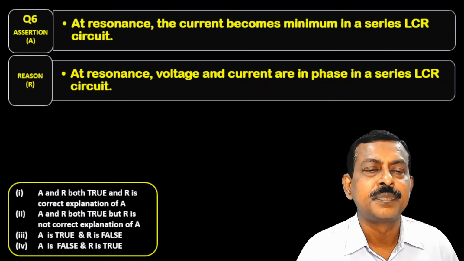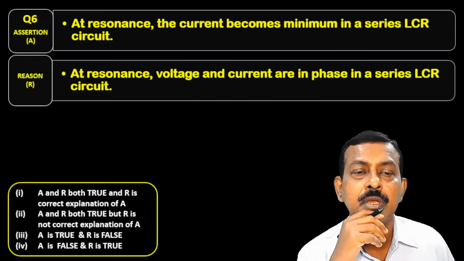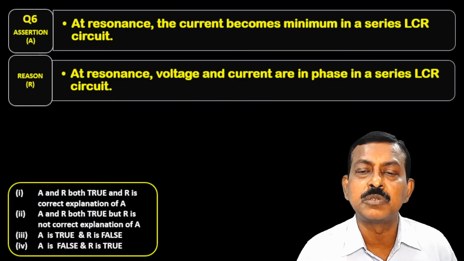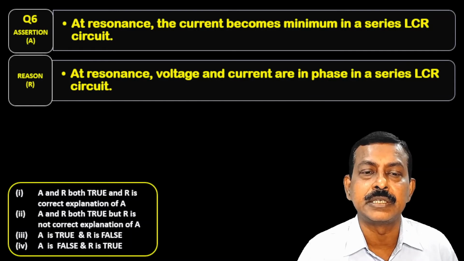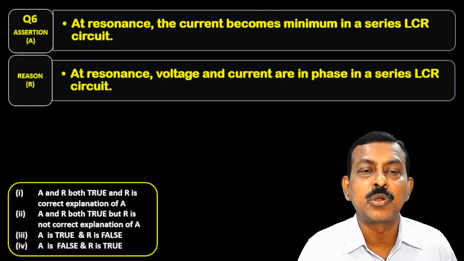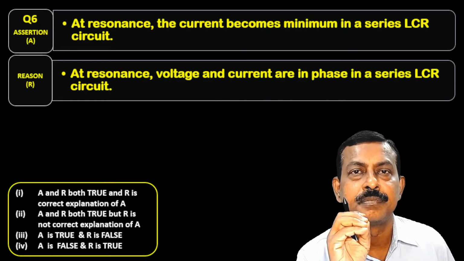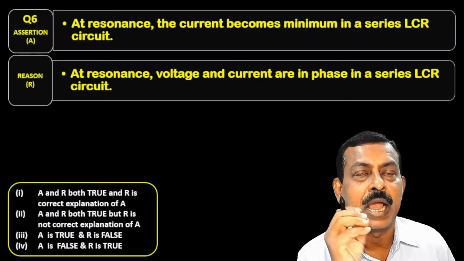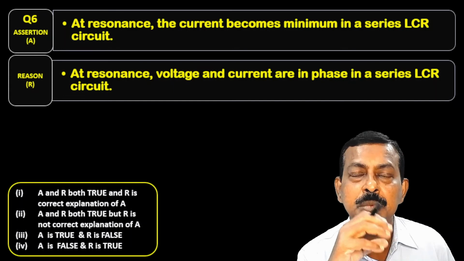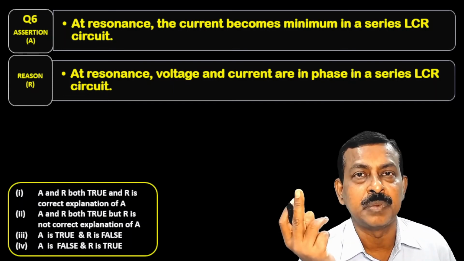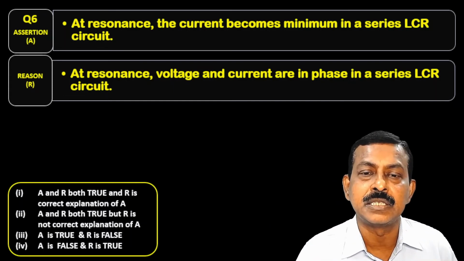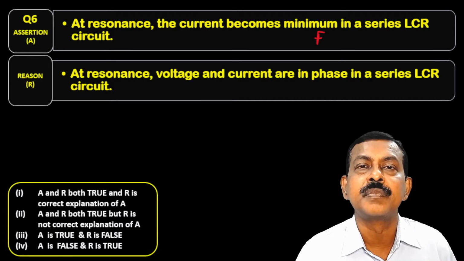Next question. Assertion: at resonance, the current becomes minimum in a series LCR circuit. This is false because at resonance, the impedance is minimum in a series LCR circuit. And if the impedance is minimum, then the current will be maximum. So in that case, this is false.